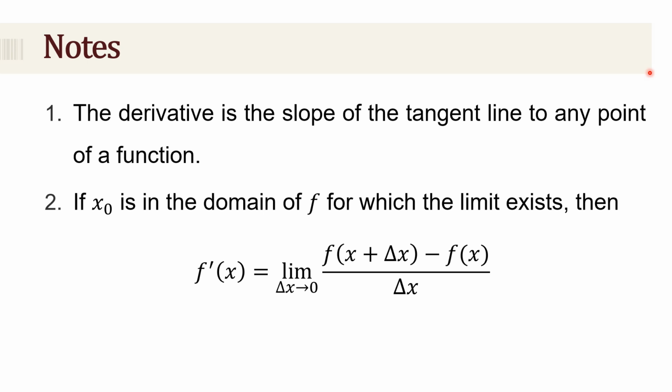And if x sub 0 is in the domain of f for which the limit exists, then f prime of x, or the derivative of x, is equal to the limit of f of x plus delta x minus f of x all over delta x as delta x approaches 0. Actually, yung slope ng tangent line is the derivative of a function at any x in the domain of f. So if we wish to find the derivative of a function, we are actually getting the slope of the tangent line.